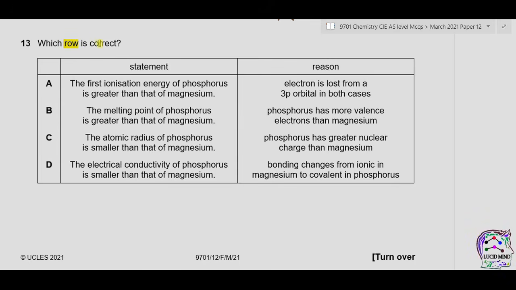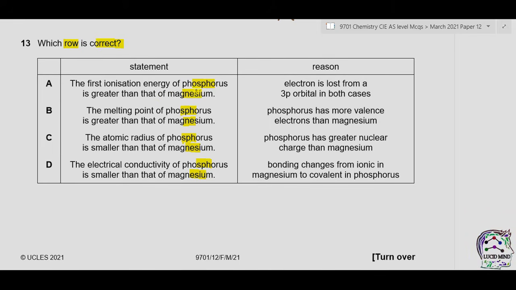Question 13. Which row is correct? We have statement and then we have reason. In the statement we can see phosphorus and magnesium is given. There are different properties that are discussed. Part A. The first ionization energy of phosphorus is greater than that of magnesium.